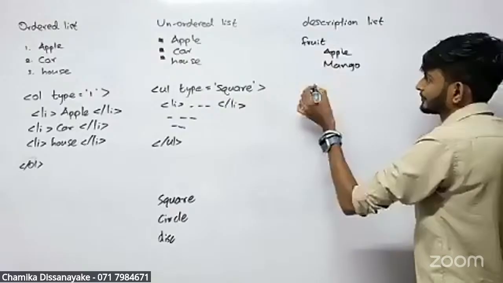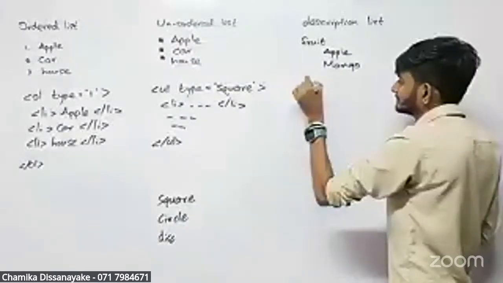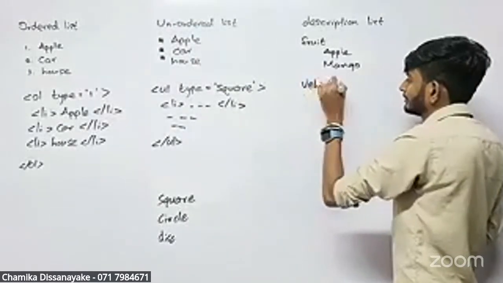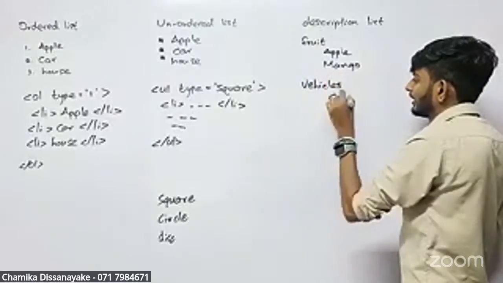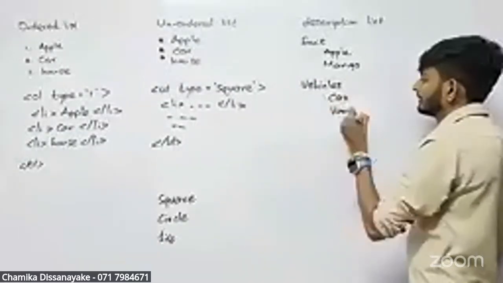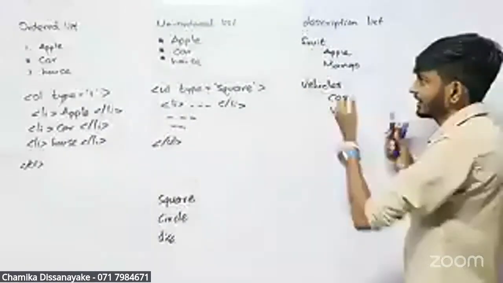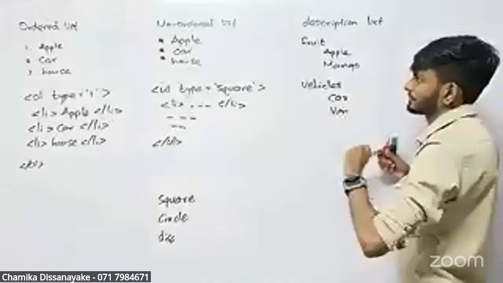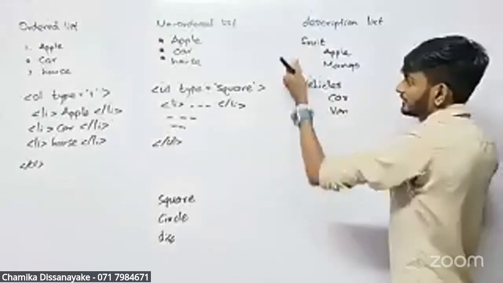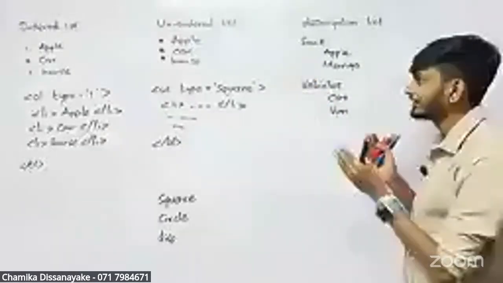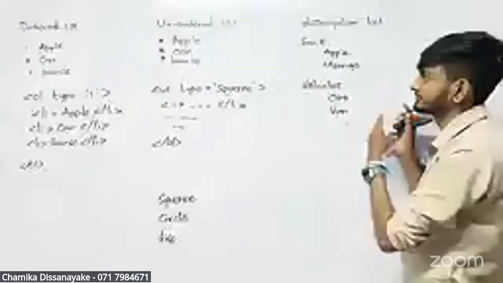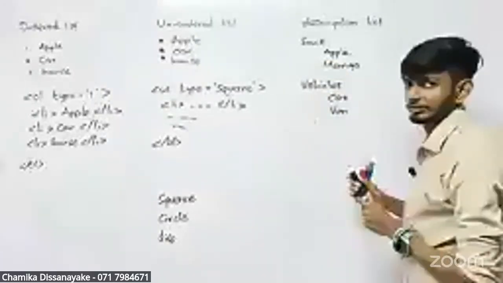Then another one, vehicles. Car, van, likewise. So these are topics. As you can see, here we have two types. These are in one indent, and these are in another indent: apple, mango, car, likewise.